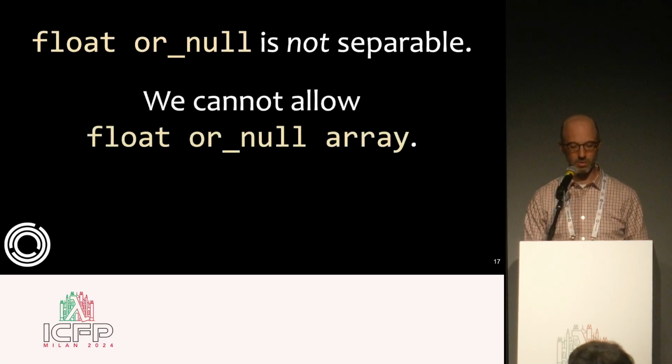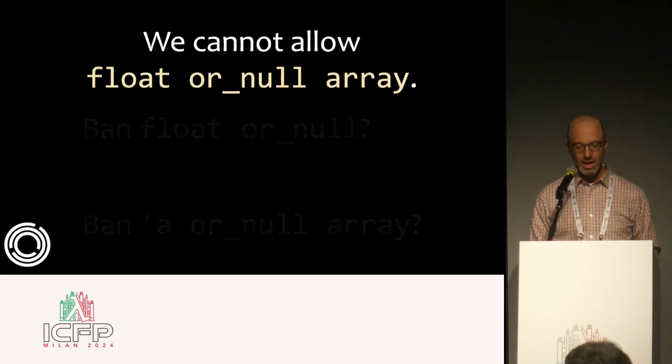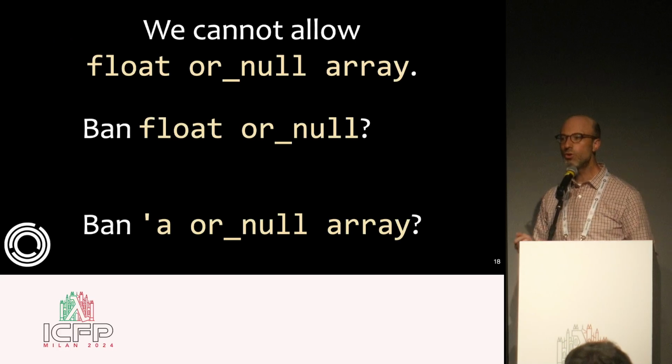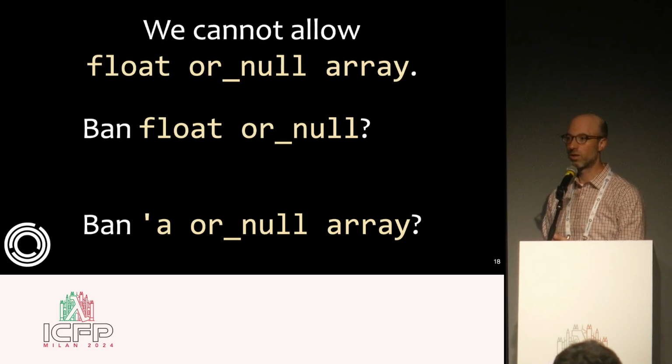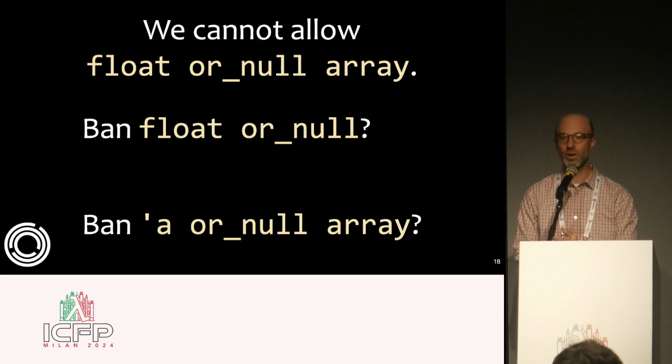So we have a problem. And it means that we just can't have a float or null array, right? That would be really bad. Well, we have two obvious ways of stopping ourselves from having a float or null array. One is banning float or null, and the other is banning or null array.